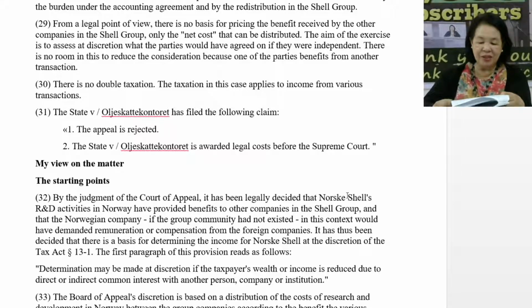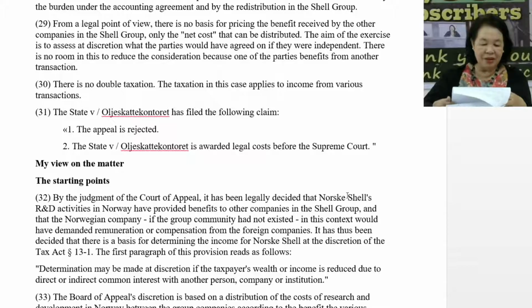The taxation in this case applies to income from various transactions, no? The state versus the tax authority has filed the following claim. The appeal is rejected. No? Sabi nung kalaban, sabi nung tax authority. The state is awarded legal cost before the Supreme Court. Yan ang sabi niya. Okay.